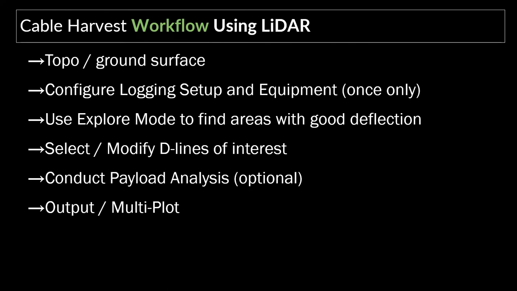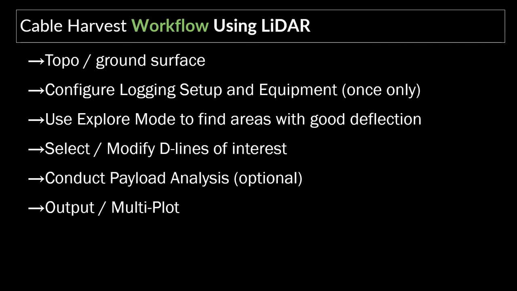So first, let's take a look at the workflow. Once you know what all the pieces are, you need to get the ground surface first. Then you think about the type of logging configuration you want, what kind of yarders you have. Then choose where you think the landings should be. Sometimes the landings are well defined because the roads already exist. Other times you're looking at virgin territory and you want to know where to put the landings.